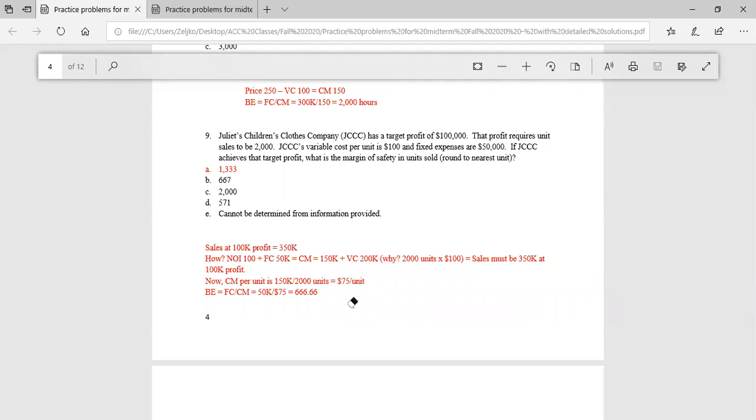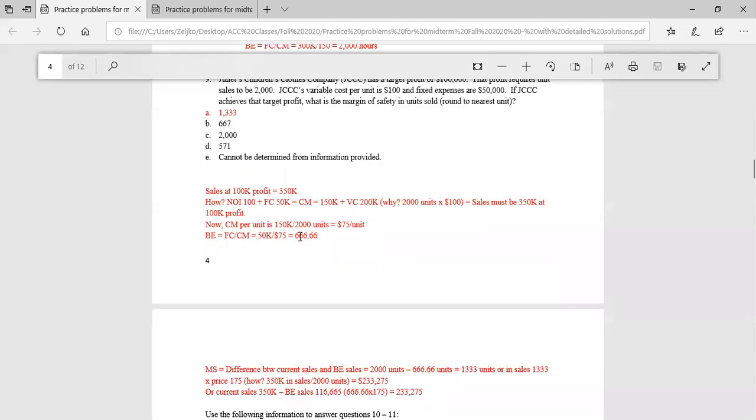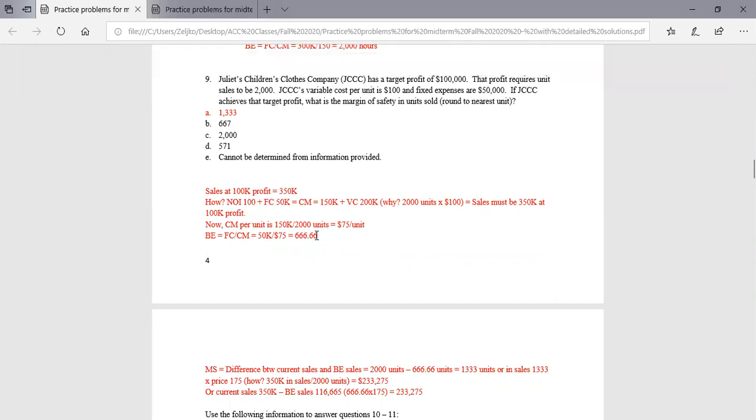After I got break even, well, the units are here. So you have break even units here at 666. You would simply deduct this because that's the margin of safety difference. These are the units at 600. These are the units at break even, 666 here, 0.66. At 100,000 profit, 2,000 units. The difference is 1,333.